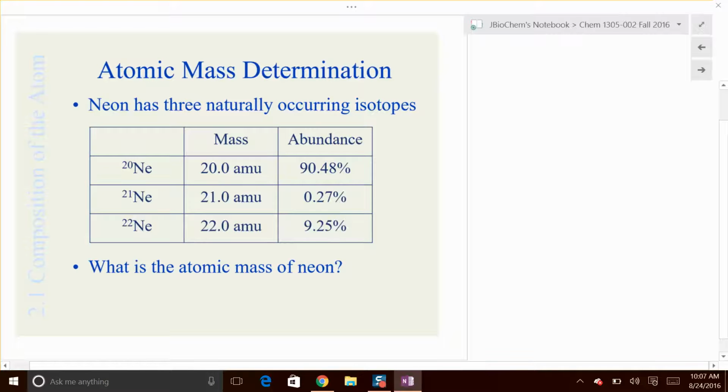Here we go. Neon has 3 naturally occurring isotopes. What is the atomic mass of neon? Do that one. Look how nice they were. They set up the mass, the abundance, everything for you already.